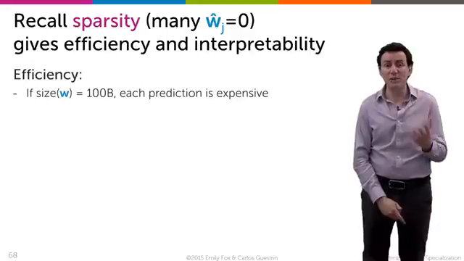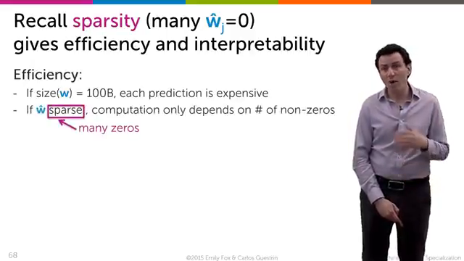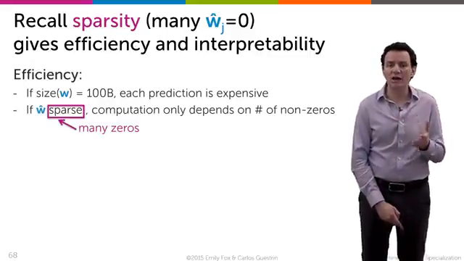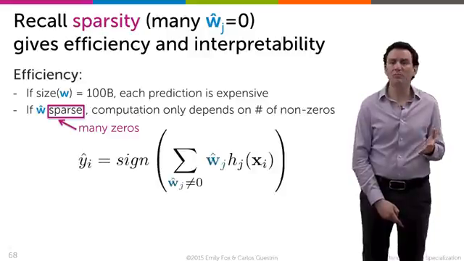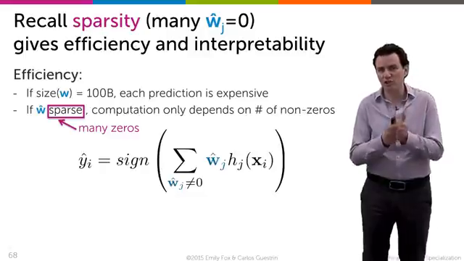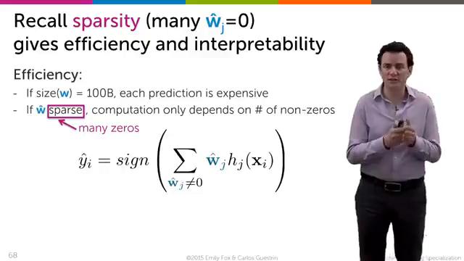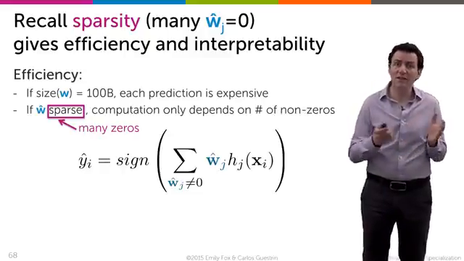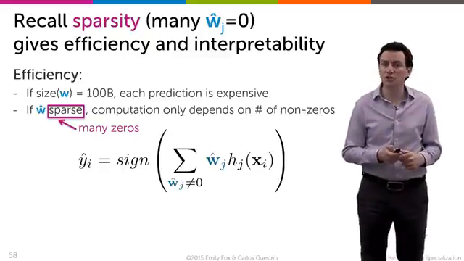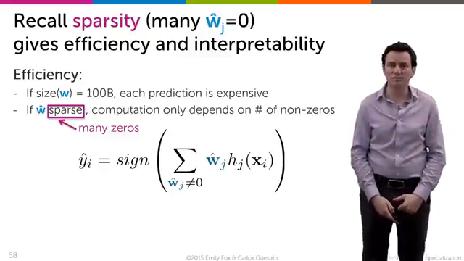So this has a couple of problems. It can be expensive to make a prediction. You have to go through 100 billion values. However, if I have a sparse solution where many of these W's are actually equal to 0, then when I'm trying to make a prediction, computing the sign of the sum of Wj times the feature hj of xi, I only have to look at the non-zero coefficients Wj. Everything else can be ignored. So if I have 100 billion coefficients, but only say 100,000 of those are non-zero, then it's going to be much faster to make a prediction. This makes a huge difference in practice.